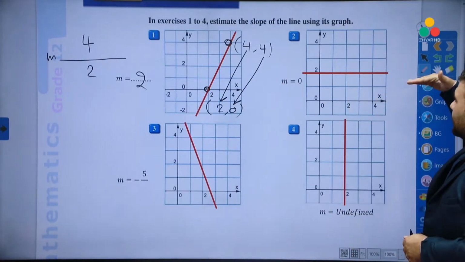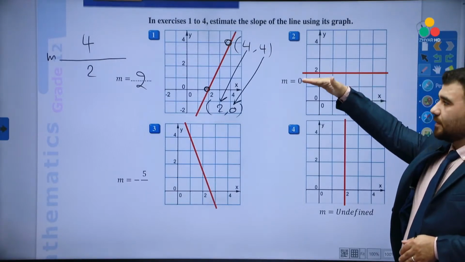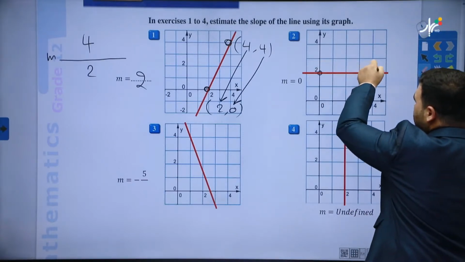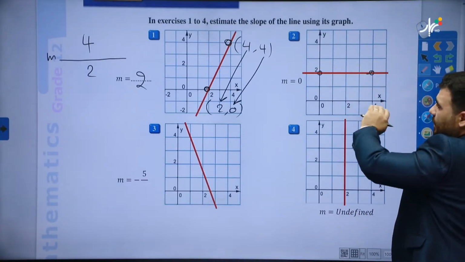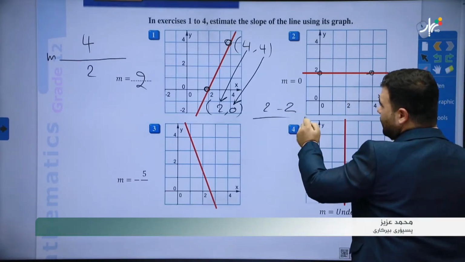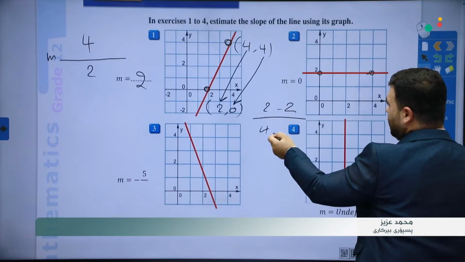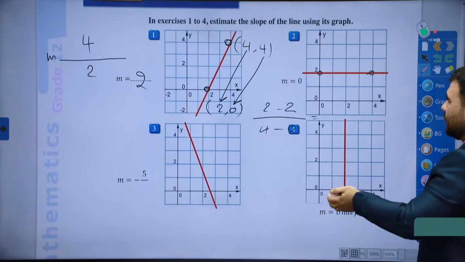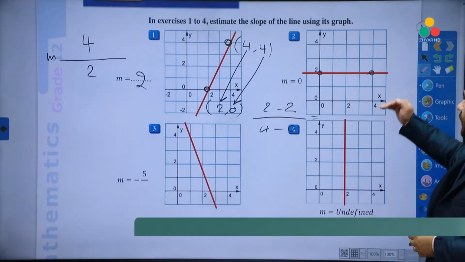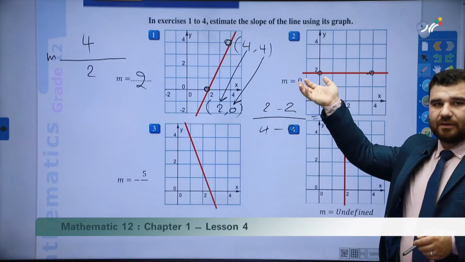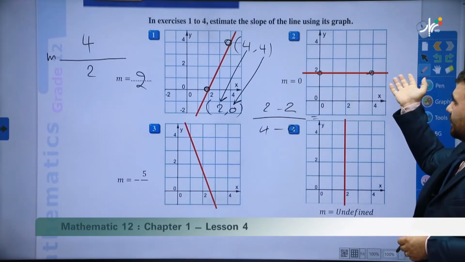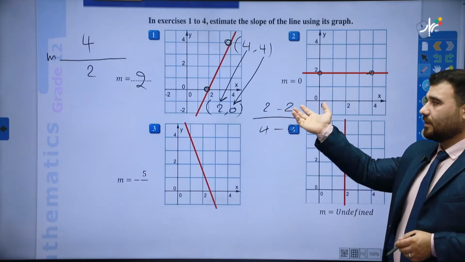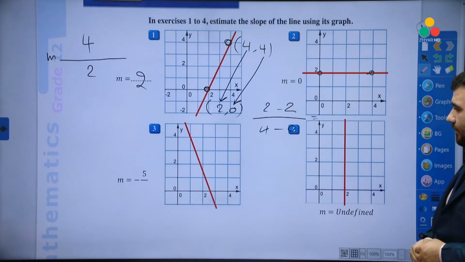Second, this is a complete horizontal line. The slope is 0. The reason: if I choose any points on this line, they have the same y values. I will have 2 minus 2 in the numerator, and in the denominator I will have 4 minus 0 or any other number. That will be 0 over 4, which makes the slope 0. This is why horizontal lines have the same y value everywhere, then the slope will always be like 2 minus 2, 3 minus 3. The y value is the same. This makes the slope always 0.